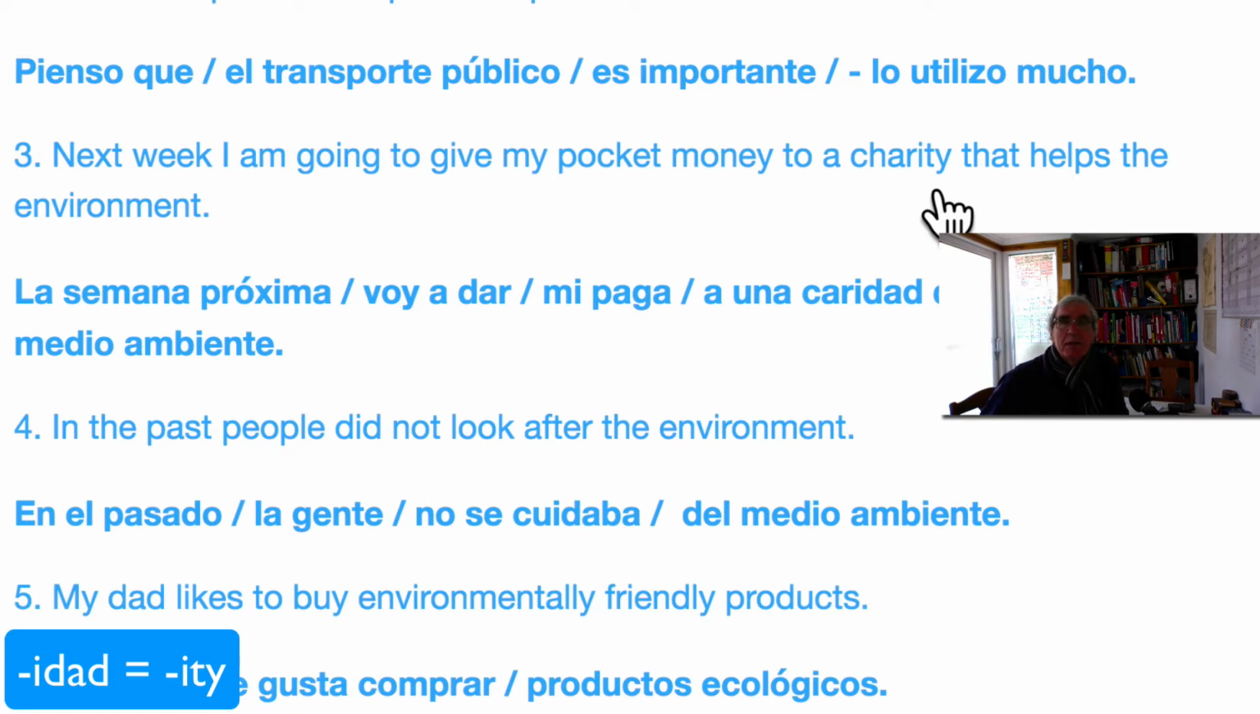How about another one? La publicidad. What do you think about la publicidad? Spot on. Publicity. Top tip number one, IDAD in Spanish equals ITY in English. Number one. Second top tip, all of these are feminine. All words in Spanish ending in IDAD are feminine.